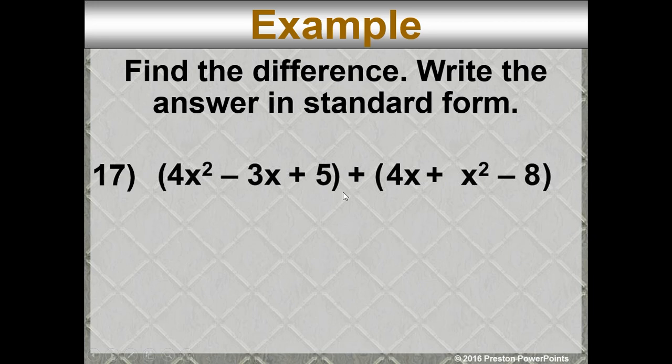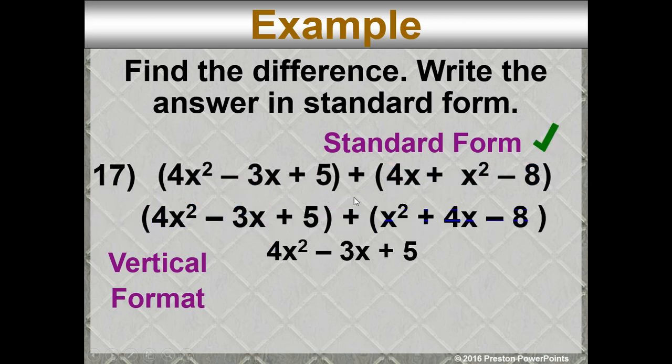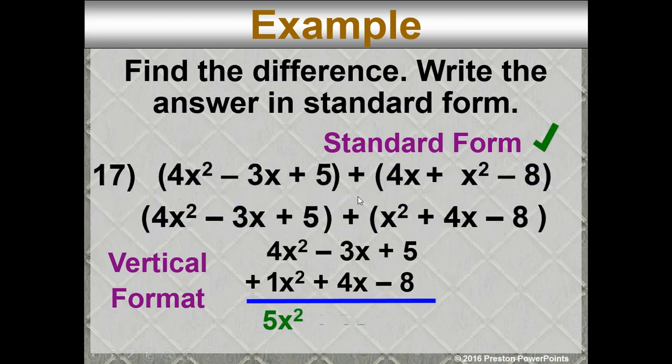Now you can use the stack method, which is my preferred method, or the vertical one. So let's put it in standard form, descending order, 4x squared minus 3x plus 5, the descending order of exponent. So we're going to do that, and then we're going to stack them. All right, perfect. And then there's your result.